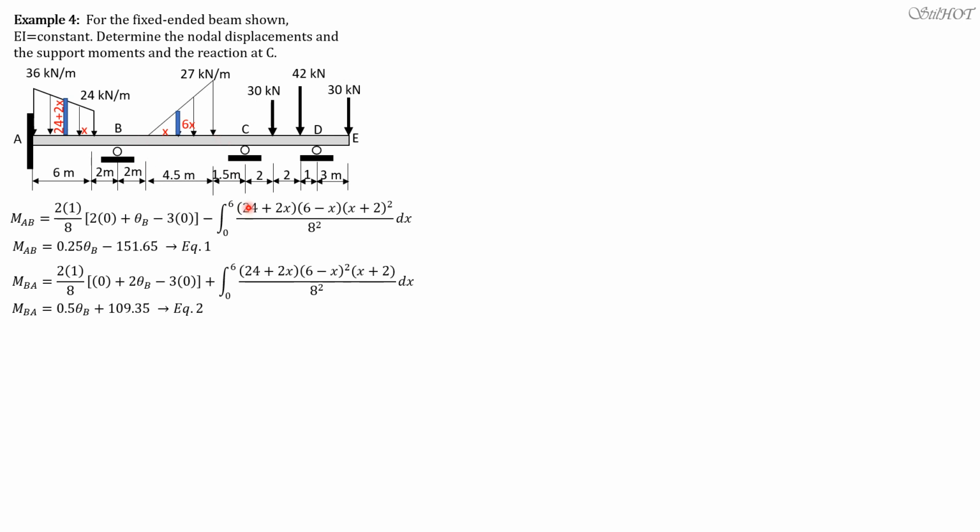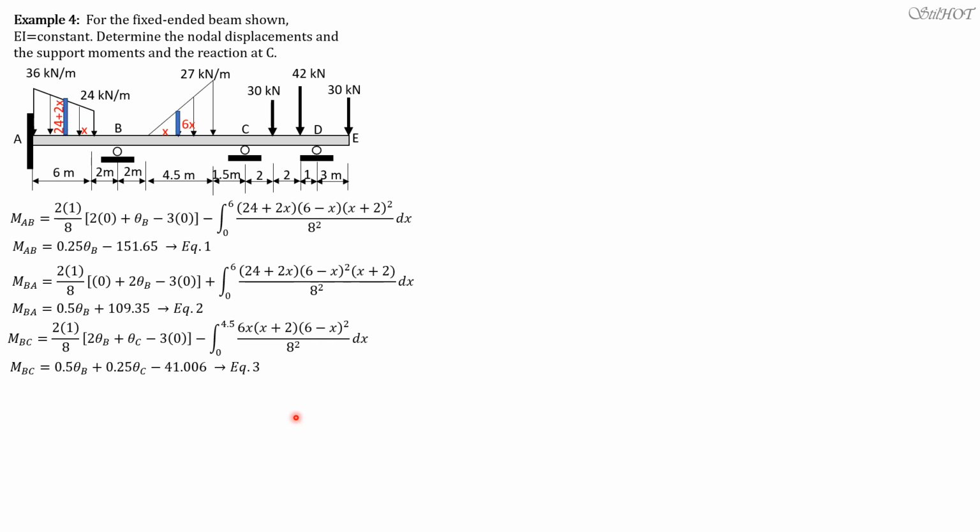Then we proceed to BC. Moment BC is equal to 2 times 1 over 8 times quantity 2 theta B plus theta C minus 3 times 0, minus the integral of 6x dx times quantity 2 plus x, then 6 minus x quantity squared. The distance of the strip from C is 6 minus x because the overall distance is 6 and this is x. So 6 minus x squared divided by 8 squared. So moment BC is equal to 0.5 theta B plus 0.25 theta C minus 41.006.